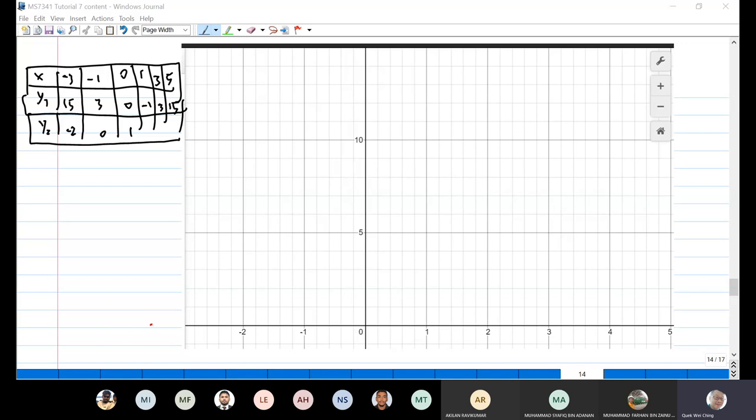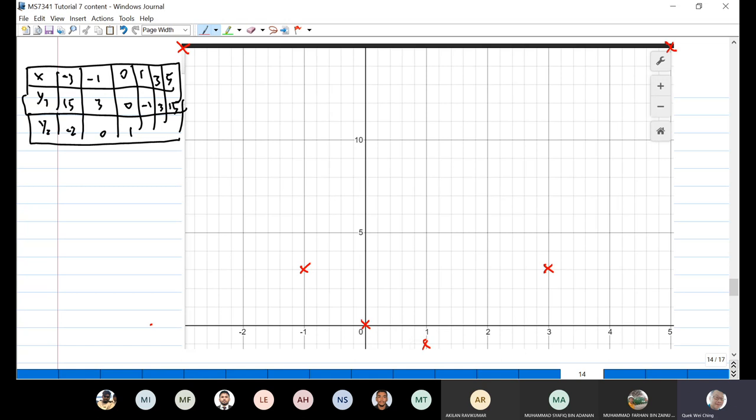So minus 3, 15. So you find minus 3 somewhere here, and 15 somewhere here, 1, 2, 3, 4, 5. So 15 is somewhere here. Okay, minus 3, 15. And then minus 1, 3, somewhere here. And then 0, 0, and 1, minus 1. So minus 1 is somewhere here. And then 3, 3. Okay, 3, 3. 5, 15. So these are the points.